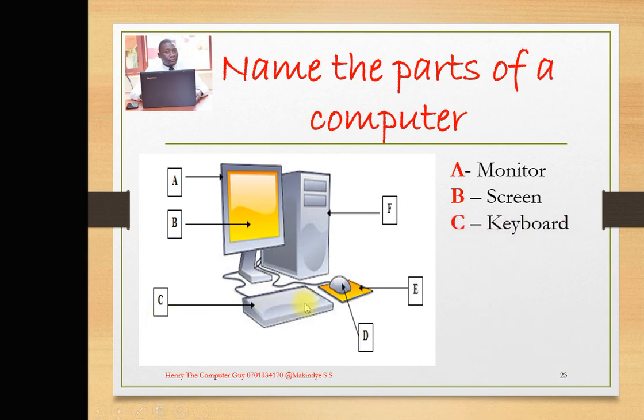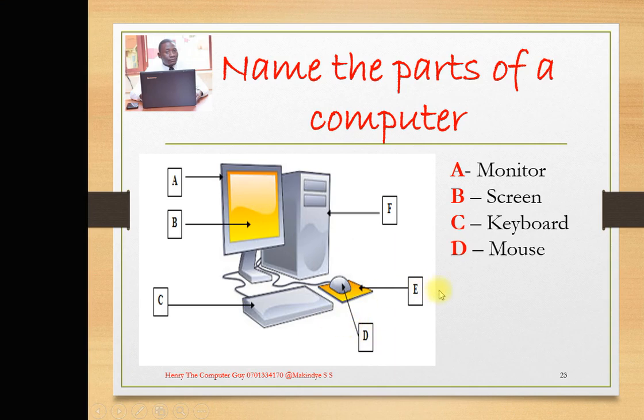Then part C is where we enter the data from. For example, you want to type a document, it is a keyboard. It helps us to enter the characters into the computer. Then part D is the mouse. What do we use a mouse for? For selecting items on our screen.